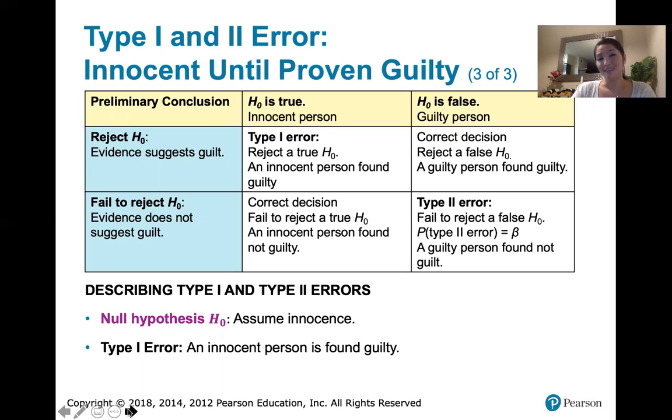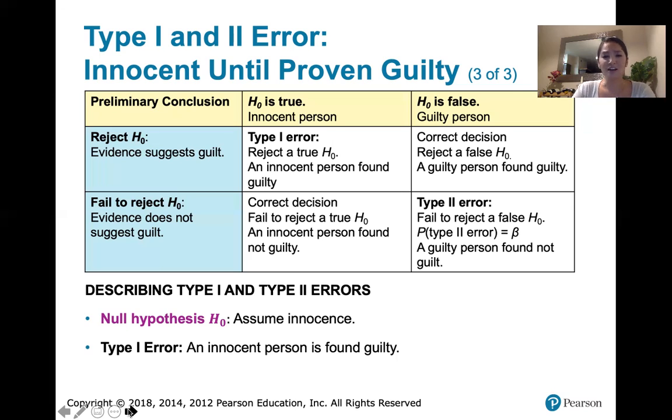Now, when we talk about error, type 1 error is the error of finding an innocent person to be guilty. So this is where the null hypothesis is true. The person is actually innocent, but for whatever reason, evidence suggests that this person is guilty. So the person looks guilty, even if they're not actually guilty. So this is where we're rejecting a true null hypothesis. We're rejecting the idea that the person is innocent when they're actually innocent. So that's an error. So an innocent person found guilty is type 1 error.